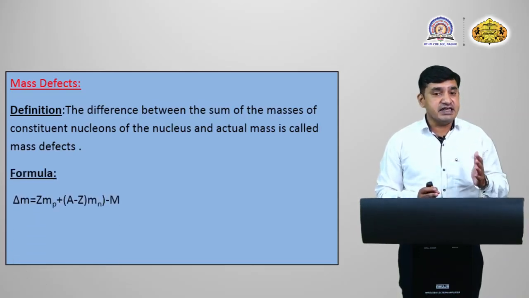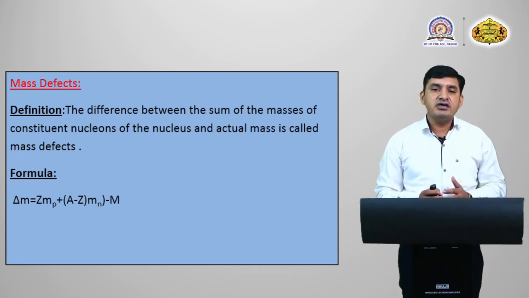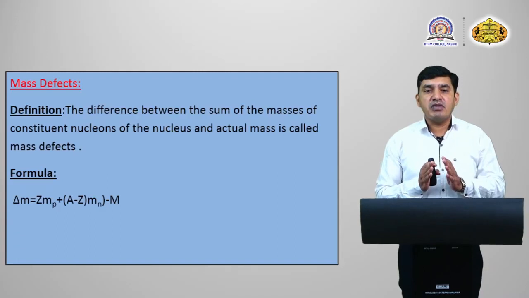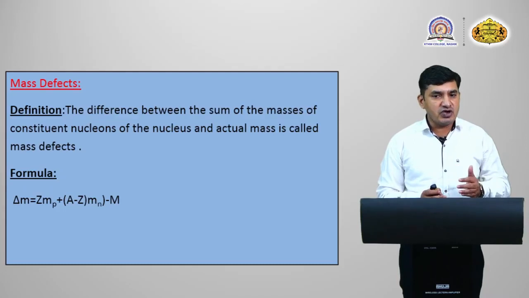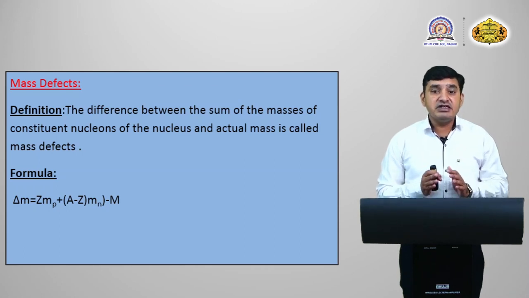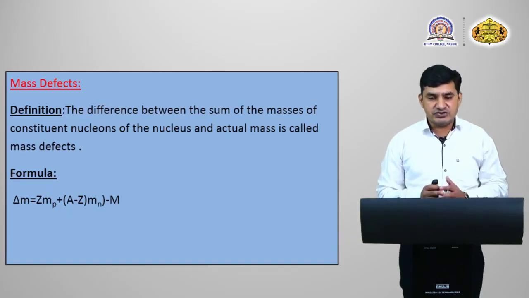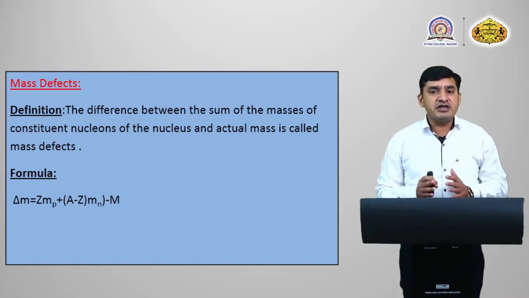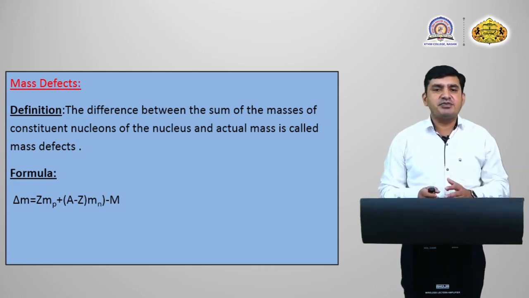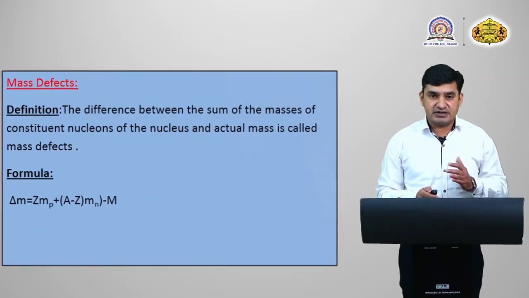where Z is the atomic number, Mp is the mass of a proton, A minus Z is the neutron number, and Mn is the mass of a neutron. This sum is the mass of the constituent nucleons, and minus capital M, this capital M represents the actual mass of the nucleus, and this represents the mass defect.